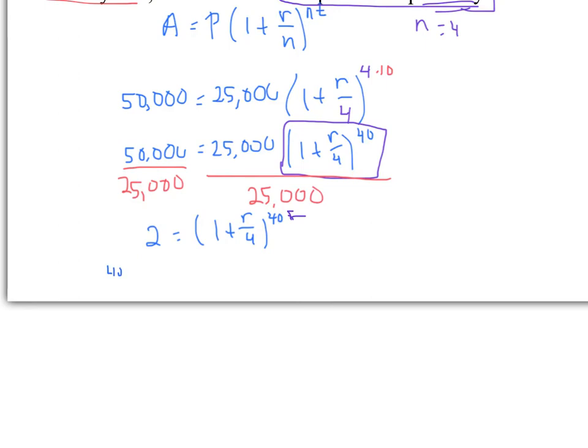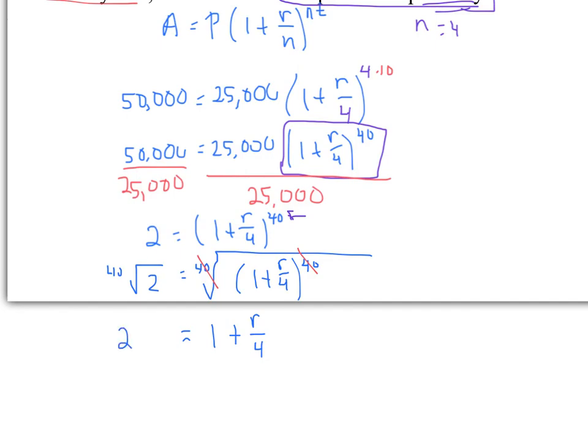What's the 40th root of 2? Take the 40th root there and take the 40th root right here. I know this looks really weird, but we are allowed to do this. This is what we learned before, and so I don't want you to forget that. And so on the right-hand side, the 40th root of the 40th power cancels each other out, and so you're left with 1 plus R over 4. On the left-hand side, if you want to plug this into your calculator, the easiest way is to do 2 to the power 1 over 40.